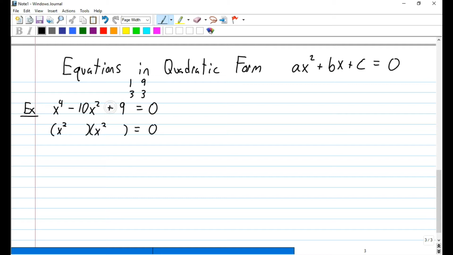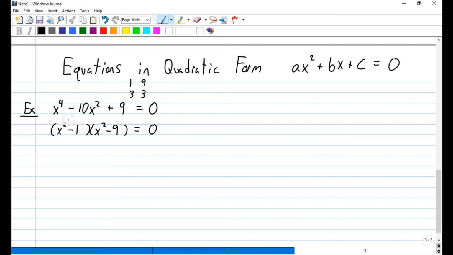So if I want to multiply two numbers together and get a plus 9, and I want to add two numbers together and get a minus 10, then which ones should I choose? 1 and 9, and I need to make them both what? Negative. So minus 1, minus 9, like that. So that's how that factors.